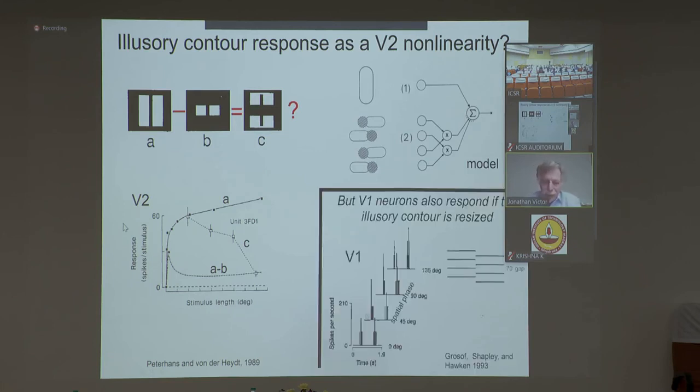The only problem is that if one goes back to V1 and simply changes the size of the stimulus, one can find illusory contour responses in V1 also. One doesn't find as many, but one does find them. So one is again backed into the corner that the V2 versus V1 difference is subtle, and quantitative, not a dichotomous difference.